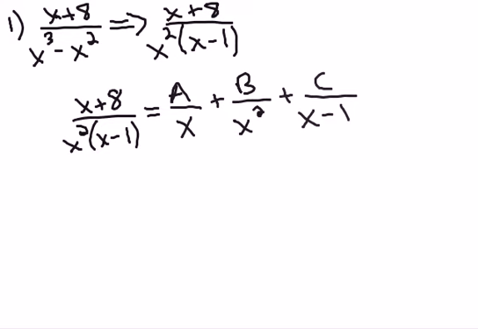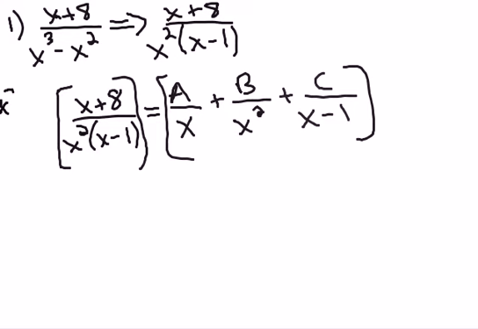So now I'm going to find out what a, b, and c are. I'm going to multiply both sides by the denominator to get rid of all of these denominators. So let's go ahead and do that. I'm going to multiply by x squared times x minus 1. Over here, these will obviously cancel, so I'm just left with x plus 8. That should always be the case: you're just left with the numerator on the left side.